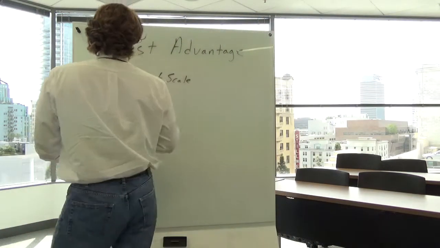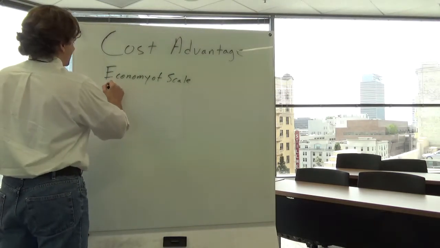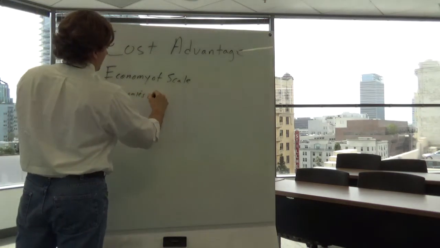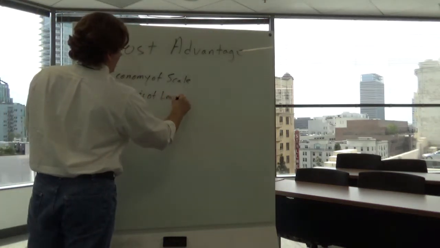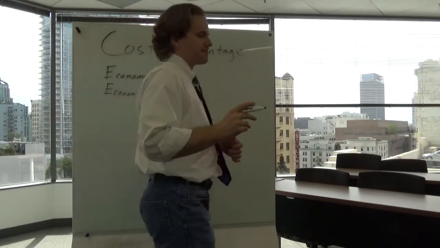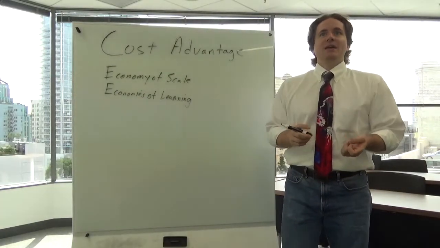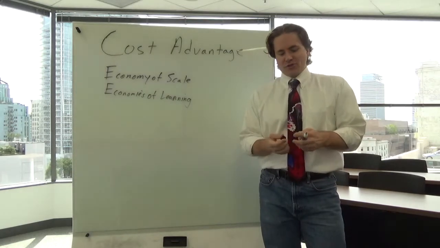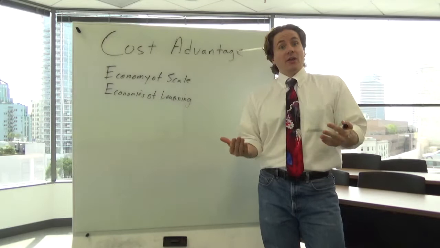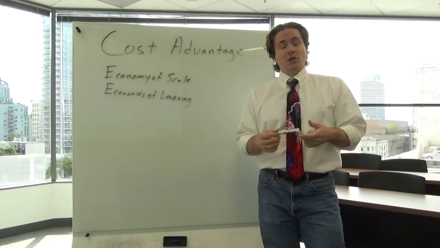But we also have economies of learning, which could also be called an experience curve. And that means you think about the first time you do something, you make a lot of mistakes, and then the more you do it, the better you get at it, the fewer mistakes you make. That's the economy of learning.